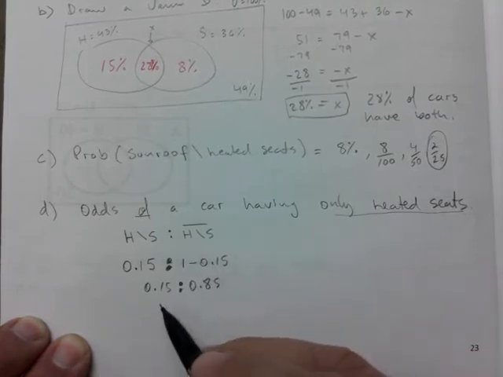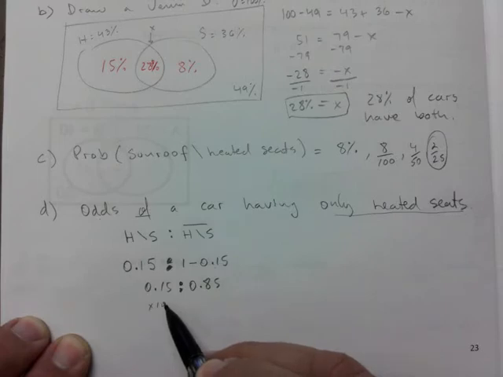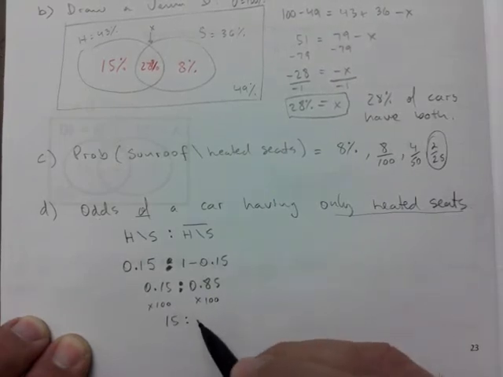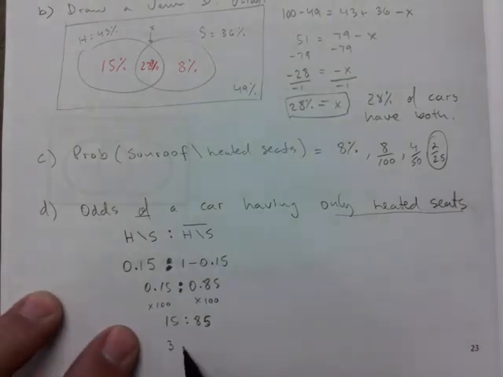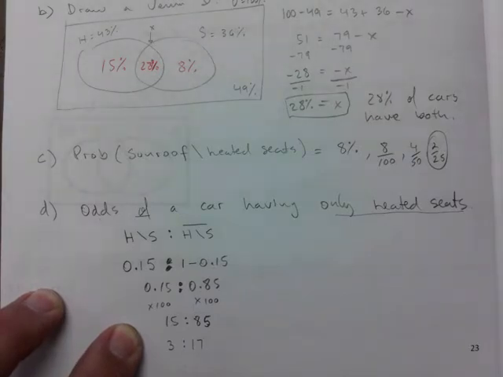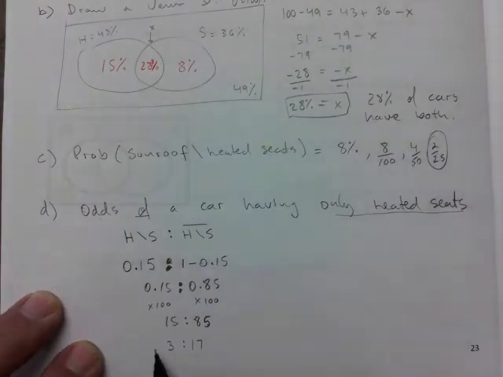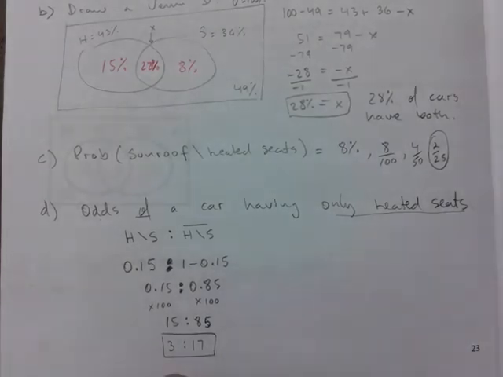0.85. Multiply both of them by 100, okay? You multiply both sides by 100 to get rid of the decimals. So you're like, why didn't you just keep it the same way? Well, there it is, okay? So we can actually go ahead and do that. You can divide both of them by 5, right? This would be 3, and this would be 17. Yeah. So 3 to 17 would be the odds of only having heated seats.